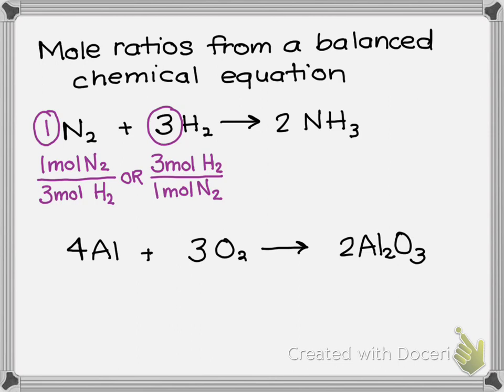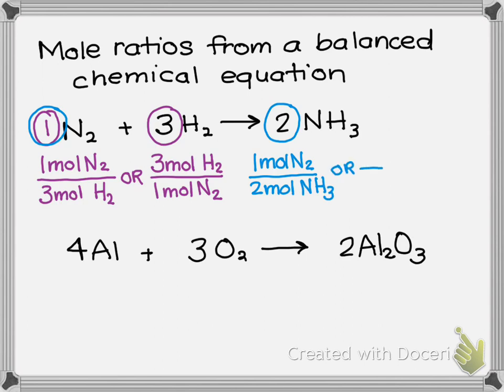So then I also could have a relationship that's between two reactants, but I also could have the relationship between the nitrogen and the ammonia. And that's a 1 and a 2. So I could write 1 mole of nitrogen, because a 1 in front of nitrogen has a ratio with 2 moles of ammonia. Or I could flip that.